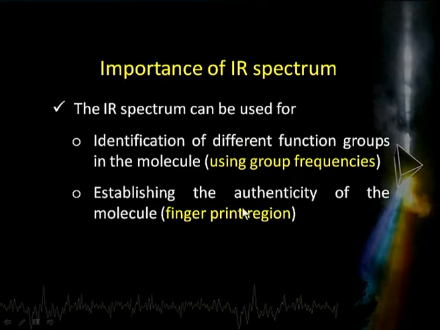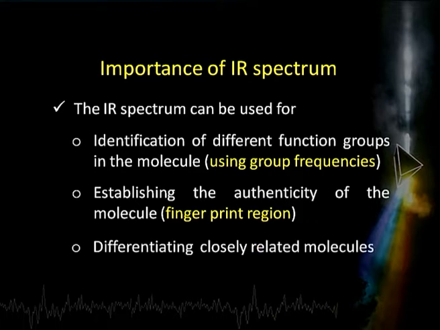Secondly, another very significant use, more so for a person who is getting into active research using IR spectrometry, is that we establish the authenticity of a molecule, and for that we use the fingerprint region. We will talk more about it at a later stage. So, there are two very important applications of the IR spectrum.